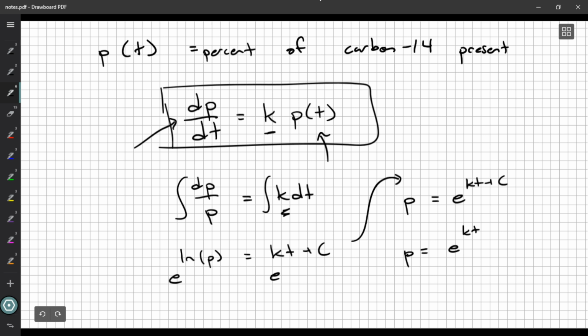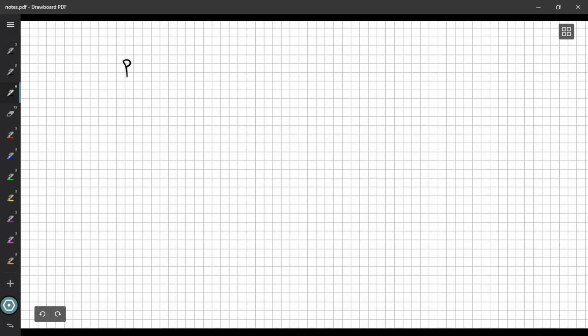But that's really e to the kt times e to a constant. Since we don't know what c is, e to the c is just some other constant, so we might choose to express it like that. Technically you don't have to. If you want to leave the c up there, go right ahead. Okay. So there's our template for what our function should be, the percentage as a function of time. t here is in years.